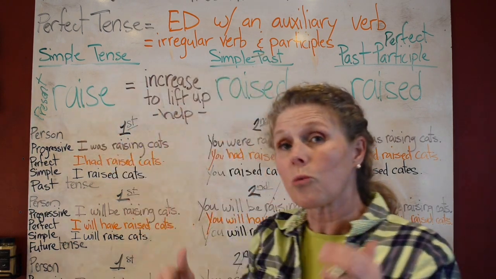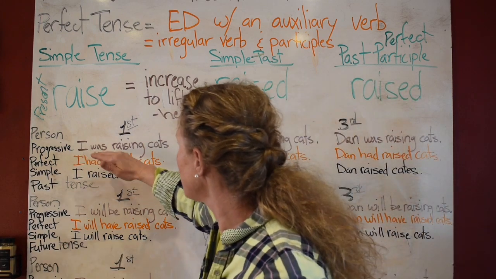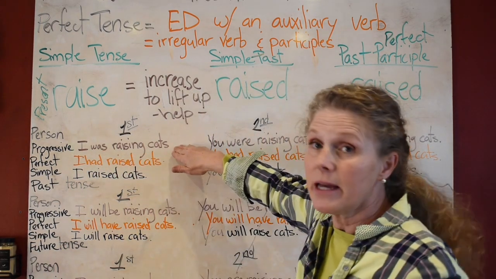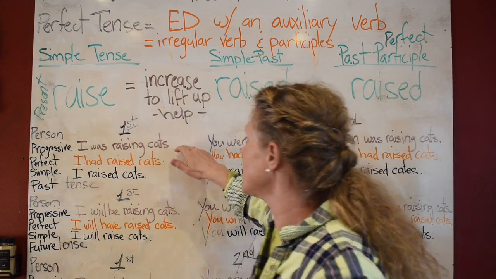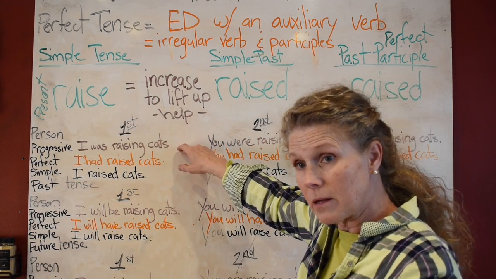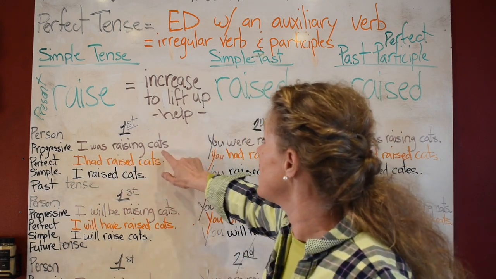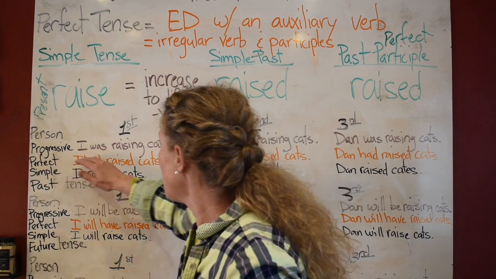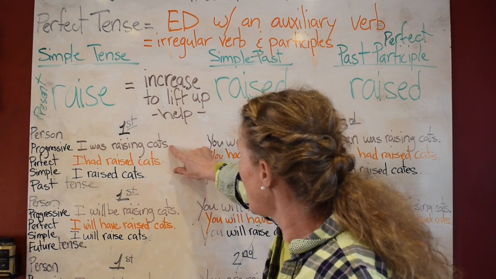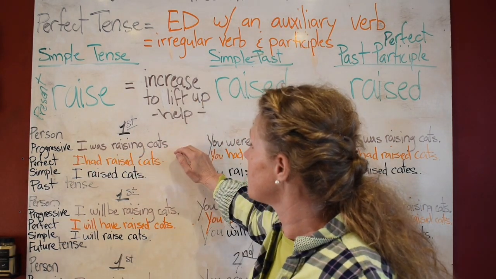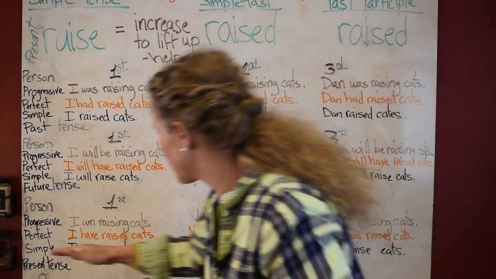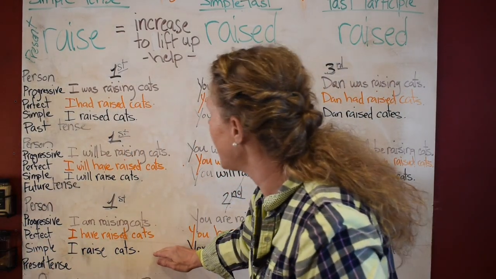Now remember, raise, if you look at this, I was raising cats. Is this a transitive verb or an intransitive verb? Paul? Oh, transitive. This is transitive because you have a direct object. So because you have a direct object, this is a transitive verb. In the present tense, I raise cats.